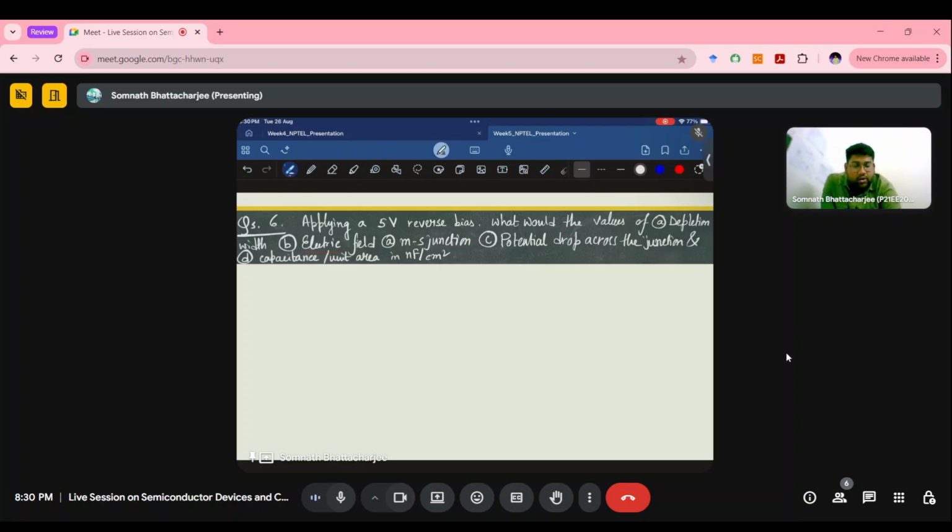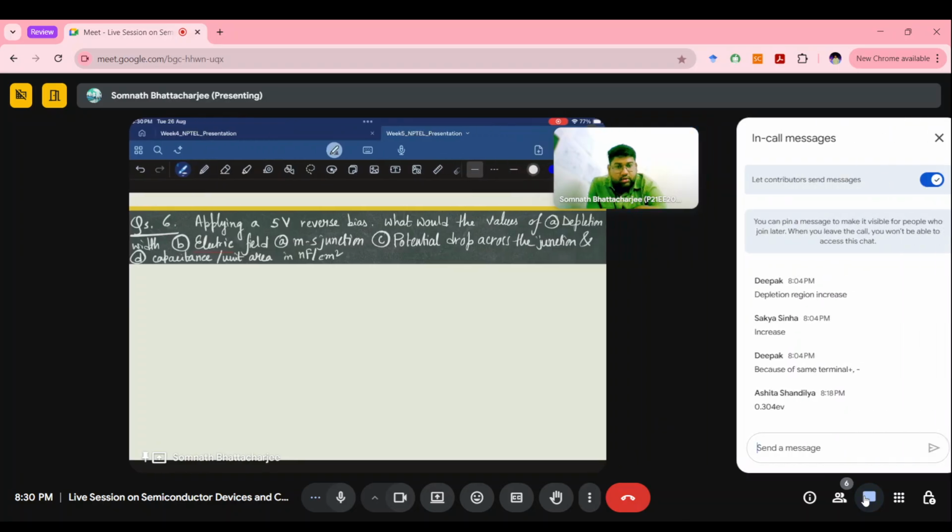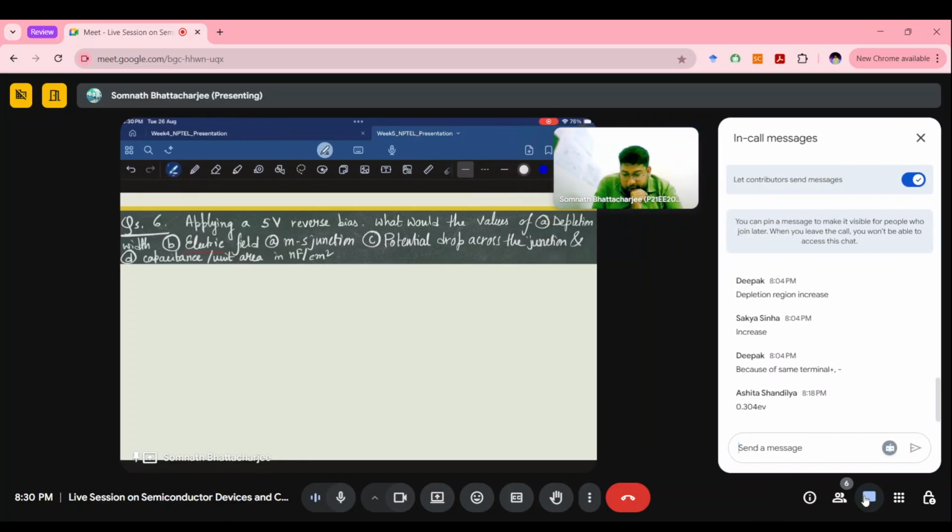So was anyone able to solve this? Solve any of the parts. So if not, the easiest one is the depletion width, obviously.